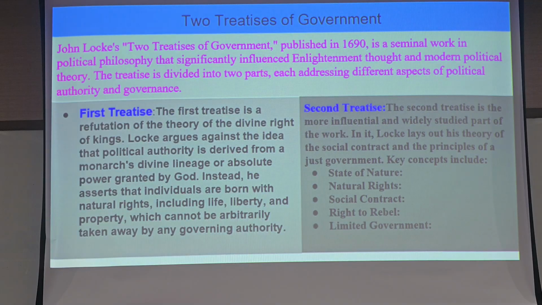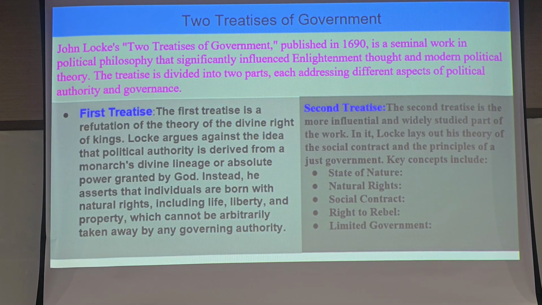Two Treatises of Government. John Locke's Two Treatises of Government, published in 1690, is a seminal work in political philosophy that significantly influenced Enlightenment thought and modern political theory. The treatise is divided into two parts, each addressing different aspects of political authority and governance.